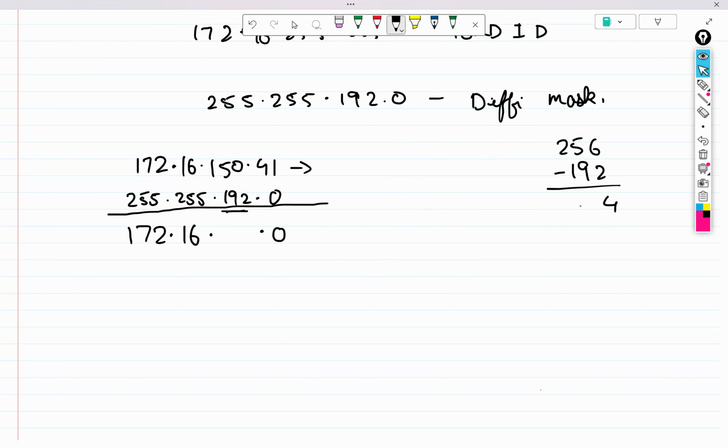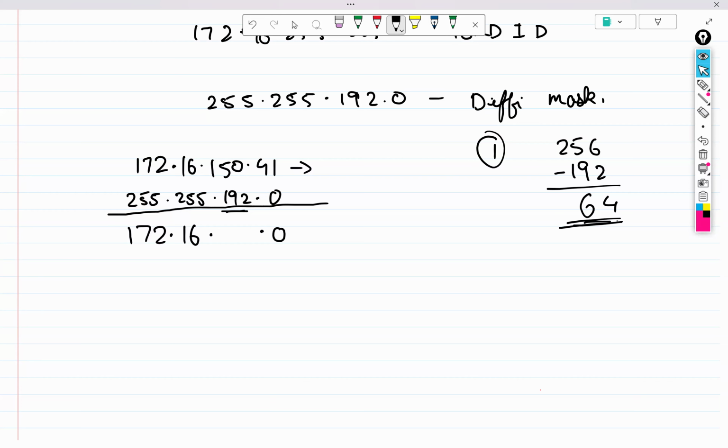We have 4 and 6. Okay, so we get the remainder as 64. Please remember this step. So the first step is to subtract this difficult number in the octet, 192, from 256. You get the remainder as 64.